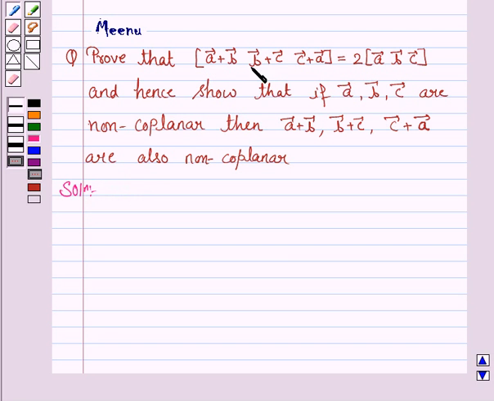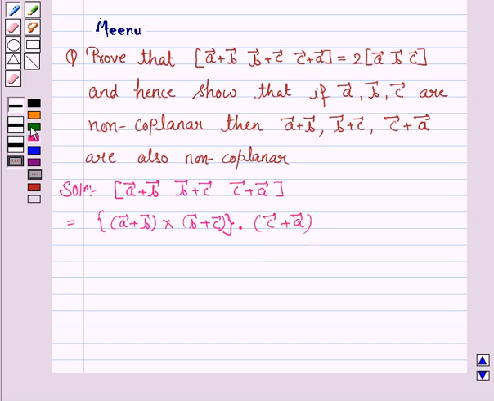We have to prove that the scalar triple product of vector A plus vector B, vector B plus vector C, vector C plus vector A is equal to this. So let's start with this. This is equal to vector A plus vector B cross vector B plus vector C, dot product vector C plus vector A. This is by the definition of scalar triple product. That is, if we have three vectors U, V and W, then it is given by vector U cross vector V dot vector W.